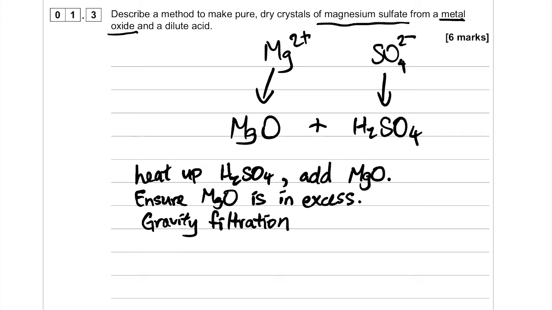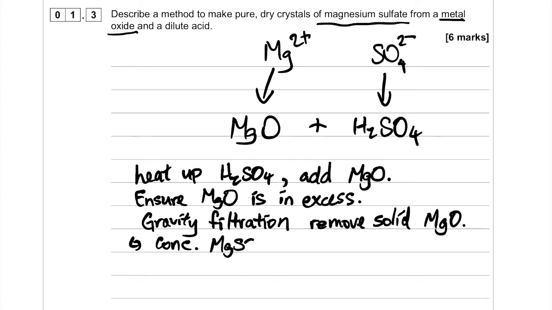And that would remove the solid, the solid being MgO. With that said, you now have a concentrated magnesium sulfate solution in water.